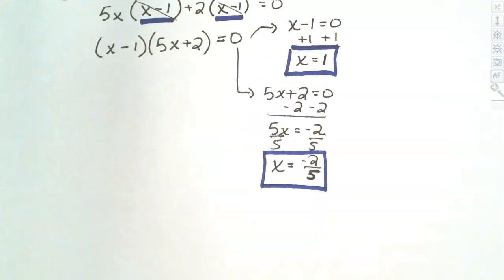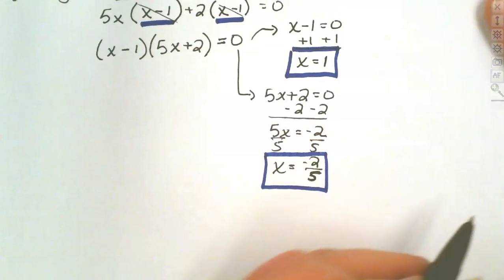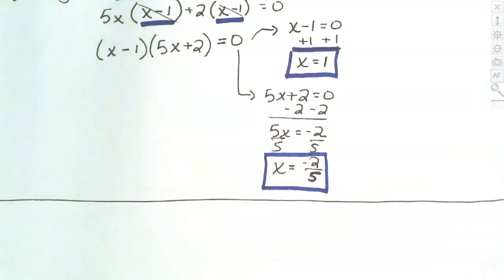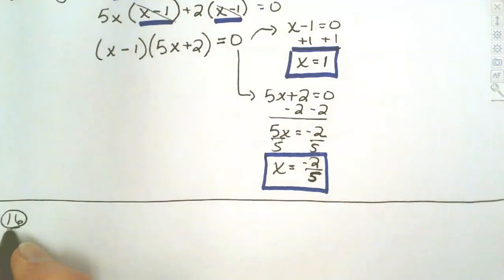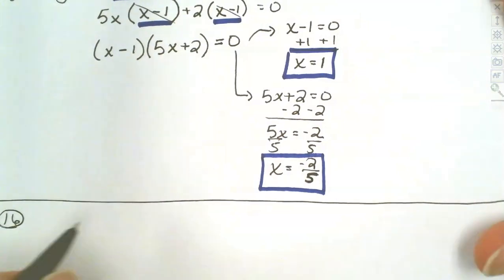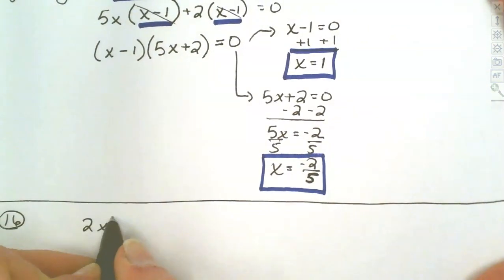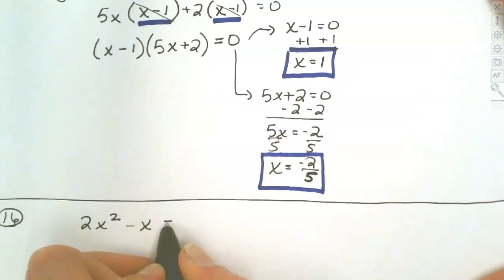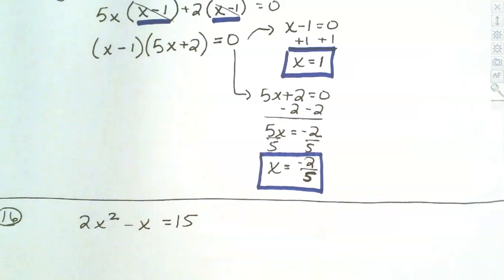And these just require a little bit of practice. We're going to do a lot of these. Very, very important that we can factor. So we just did 15. Let's try 16. 16 is 2x squared minus x equals 15.